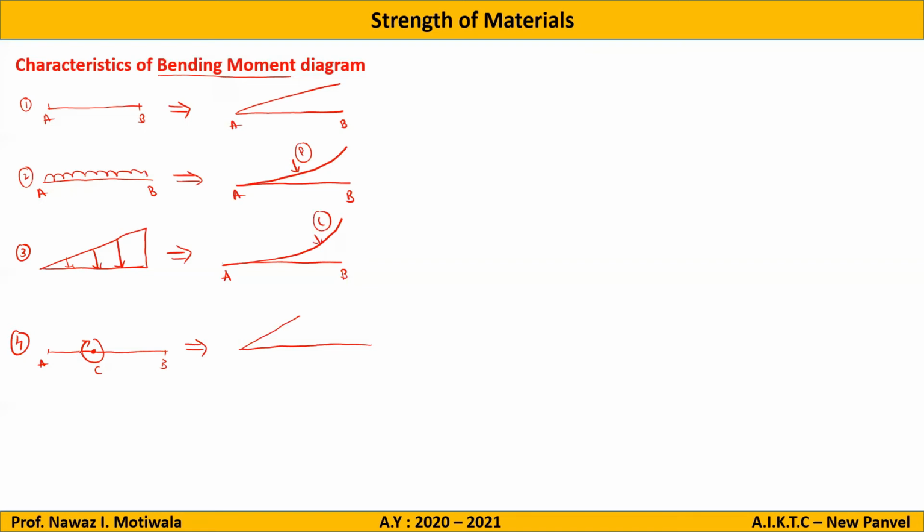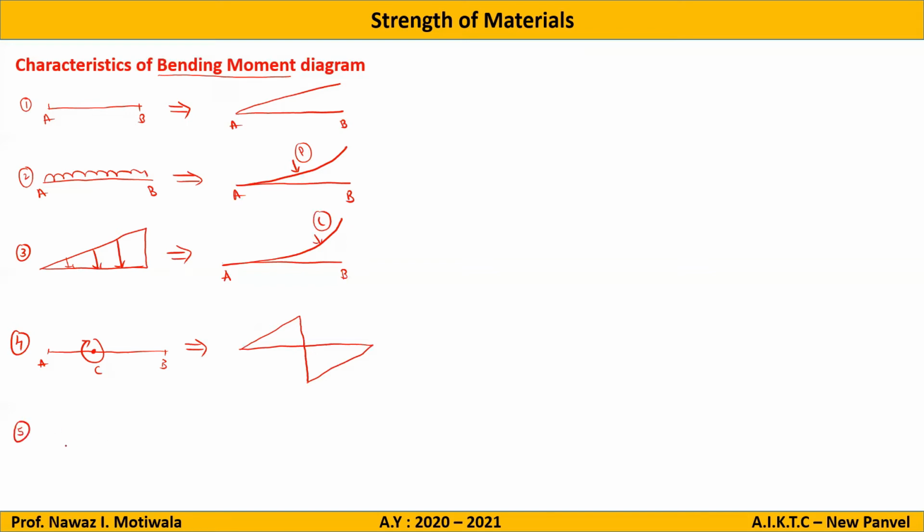Then at point C, there is an external couple. So because there is an external couple, it will be shown as a vertical line. The value of bending moment changes drastically. So it will be a vertical line. And then again from B to C, there is no load, so it will be an inclined line. So this completes the bending moment diagram for this particular case.